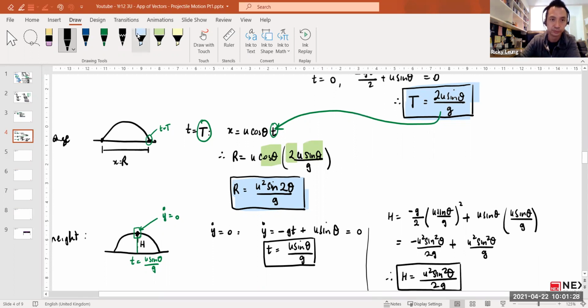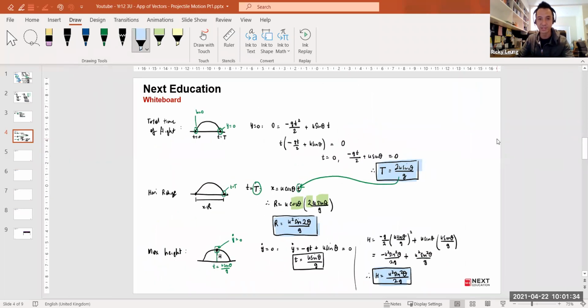And that is your total, your max height. So they're the key formulae, the 3 key formulae, Cartesian and the 6 equations that you'll use in this topic. Yeah? Keep that in mind. Let's do some questions, right?